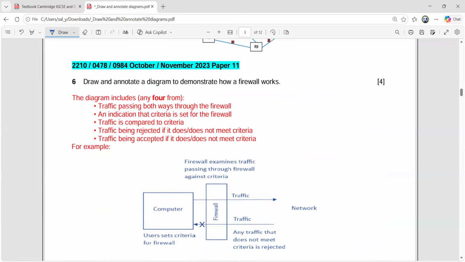It is: draw and annotate a diagram to demonstrate how a firewall works. It's again a 4-mark question. The diagram includes any flow from traffic passing both ways through the firewall, an indication that criteria is set for the firewall. And if you remember, this is what we have learned, that criteria is set for the firewall. Traffic is compared to the criteria. Traffic being rejected if it does not meet the criteria. Traffic being accepted if it meets the criteria. So this is what they want you to include in your answer.